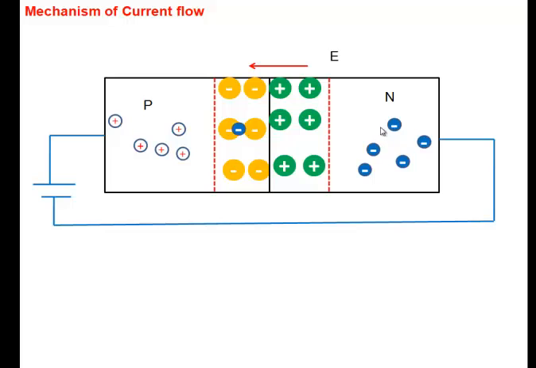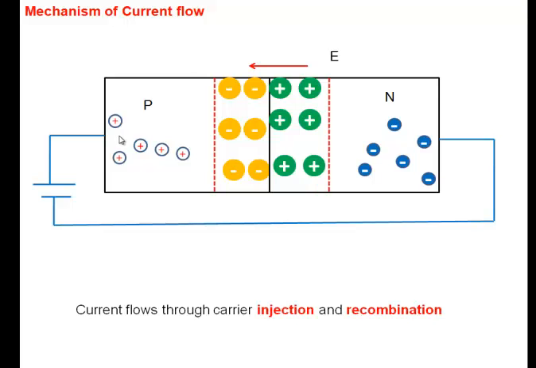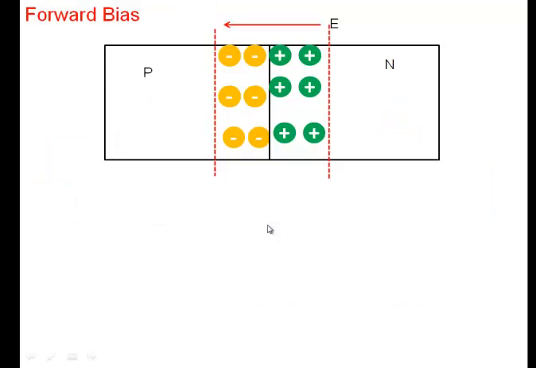Same thing happens here. An electron gets injected from this side. It will recombine with the hole here. And note, an electron comes back to replenish. And similarly, a hole will be created here. So that's how the current keeps on flowing here. So current flows through a process of injection and recombination. Injection of holes from P to the N side and recombination here. Injection of electrons from the N side to the P side and recombination here. And externally, of course, the current flows through the electron.